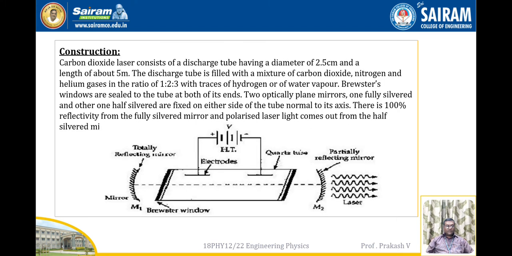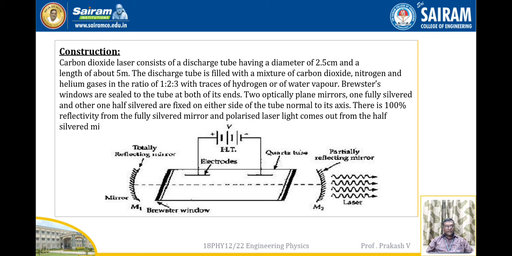Now I am going to explain the construction of the CO2 laser. In the construction part, you can look at the diagram here. The carbon dioxide laser consists of a discharge tube having a diameter of 2.5 centimeter and a length of about 5 centimeter actually it is. The discharge tube is filled with a mixture of carbon dioxide, nitrogen and helium gases in the ratio 1:2:3 with traces of hydrogen or water vapors.